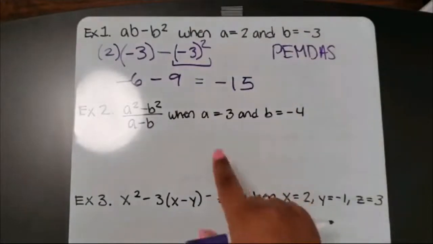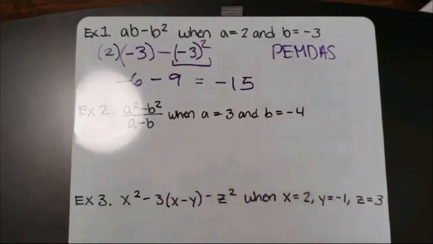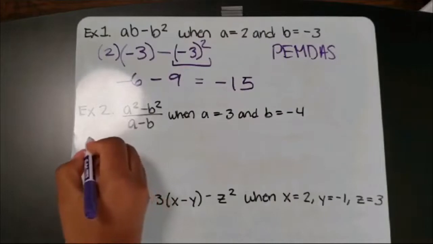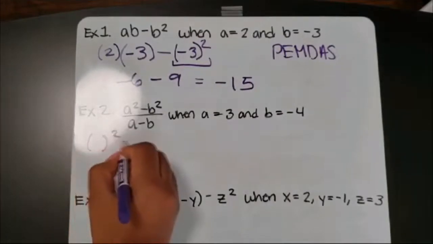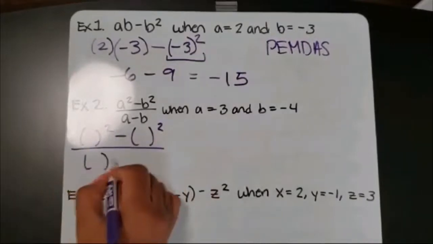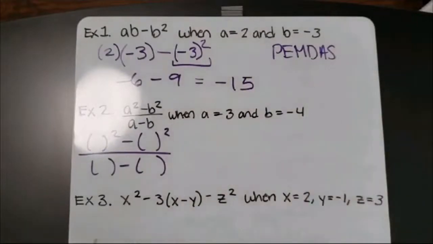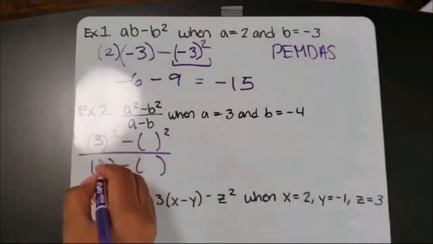Okay? So let's look at the second example. First, everywhere we see an A, we're going to plug in 3, and everywhere we see a B, we're going to plug in -4. It may help to rewrite it and put those parentheses groups in there. So I'm rewriting the whole thing, but instead of putting my letters in, I'm creating a space so that I can plug in my numbers.